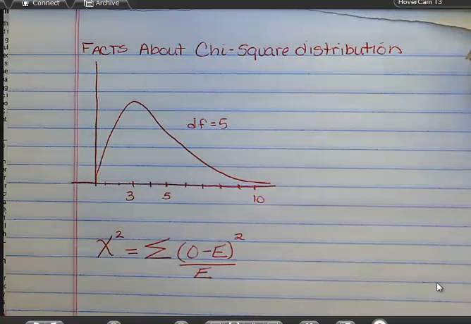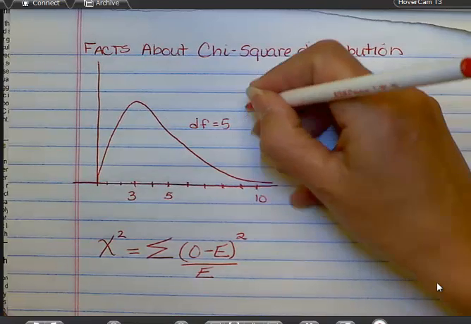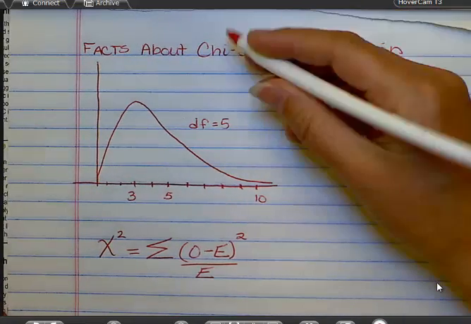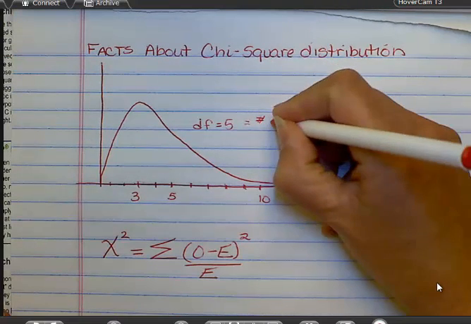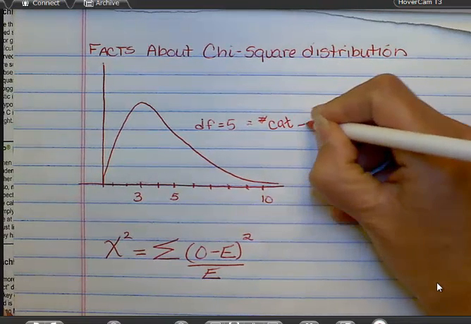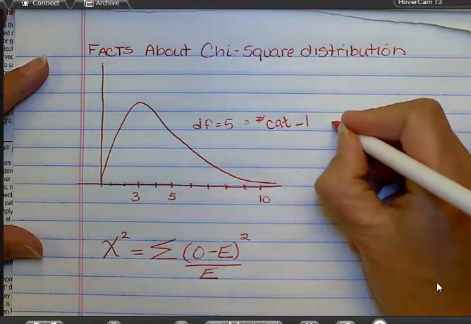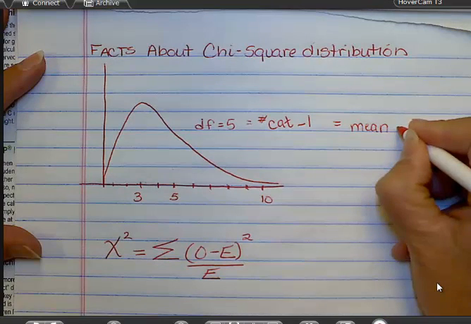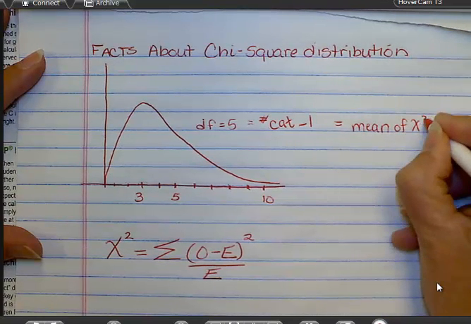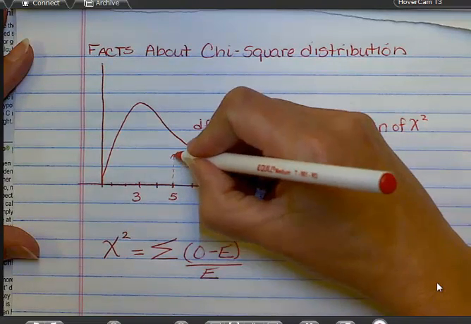Some of the things that we did not talk about in class is the degrees of freedom that you are given, which for a goodness of fit test is the number of categories minus 1. That is also equal to the mean of the chi-square distribution. So in this distribution I've drawn here, the mean would be at 5.